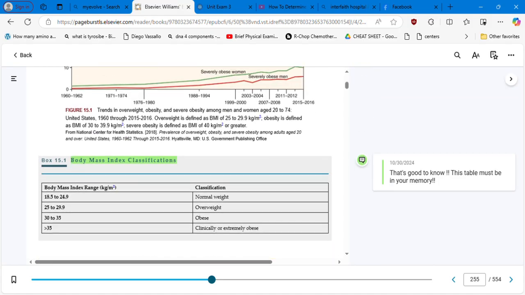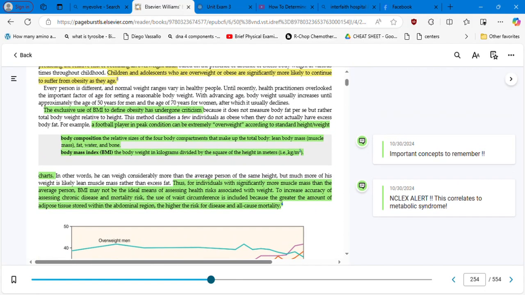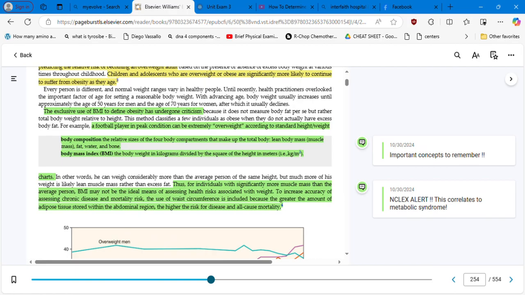According to the standard height-weight charts, that's for individuals with significantly more muscle mass than the average person. BMI cannot be the ideal means of assessing health risks associated with weight. To increase accuracy of assessing chronic disease and mortality risk, the use of waist circumference is included because the greater the amount of adipose tissue stored within the abdominal region, the higher the risk for disease and all-cause mortality.